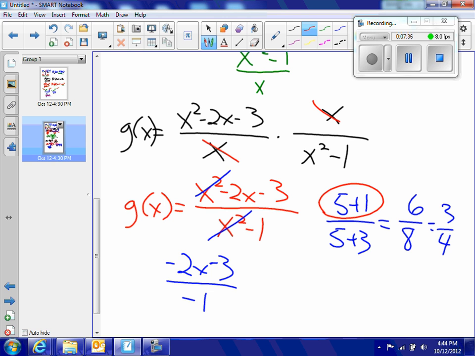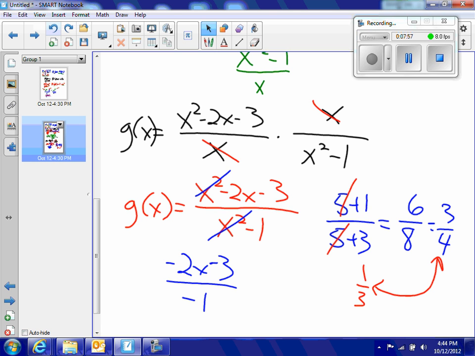This is a binomial. It is two terms connected by a plus sign. If I just cancel the 5s, my answer would be 1/3. But you can see really clearly that my answer is 3/4. Because this is a binomial, you are not allowed to just arbitrarily cancel out the 5s.